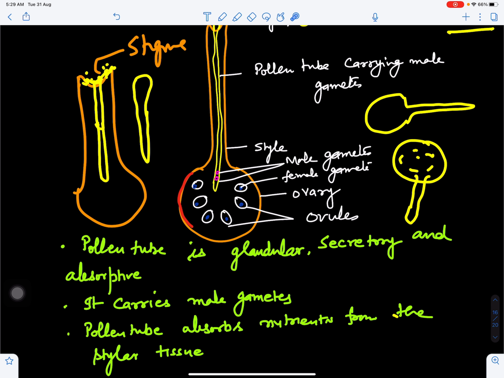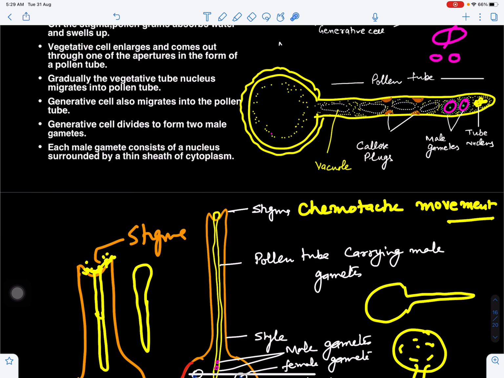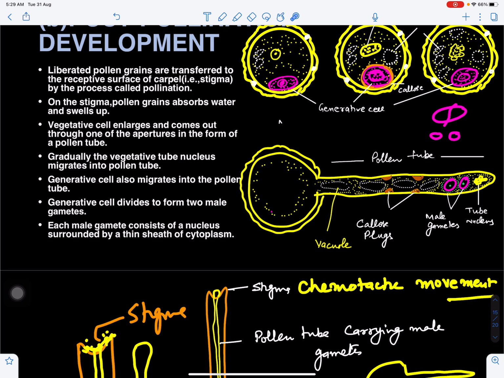So if we see the properties of the pollen tube, it is glandular, secretory and absorptive. While it is moving inside the stylar tissue, it will absorb nourishment from the stylar tissue, and it will keep its path in a particular direction, and this also carries the male gametes, right? So this is all about development of male gametes. We have seen there is formation of two male gametes inside the pollen tube. So this is called development of the male gametophyte or development of the male gametes.